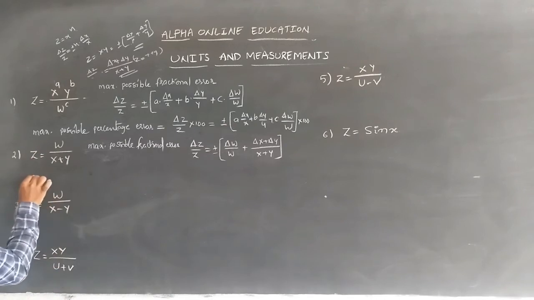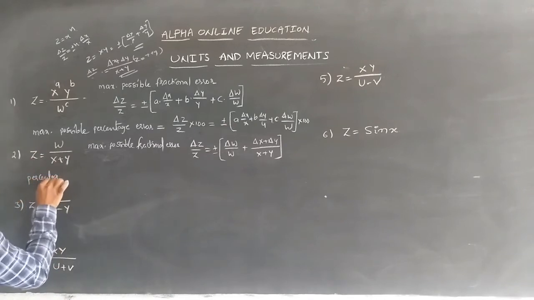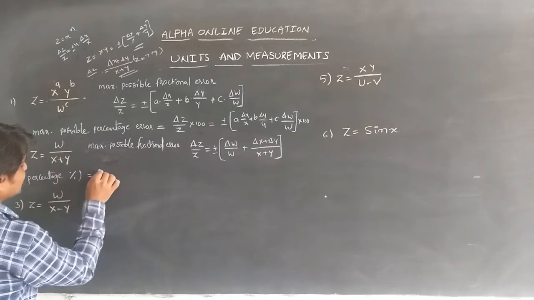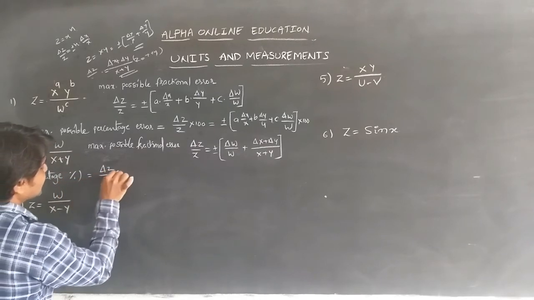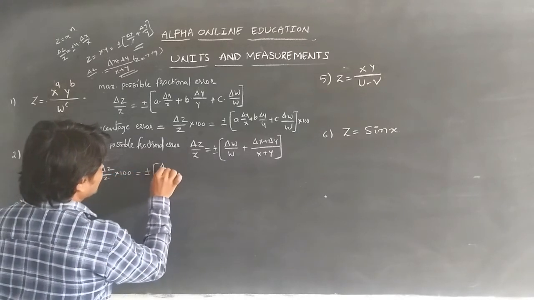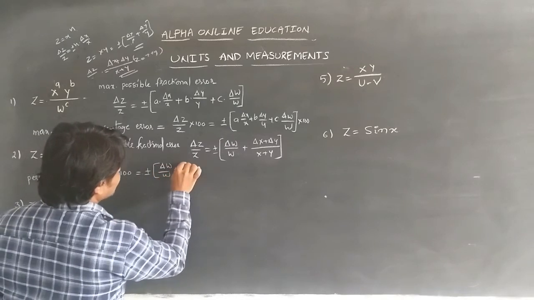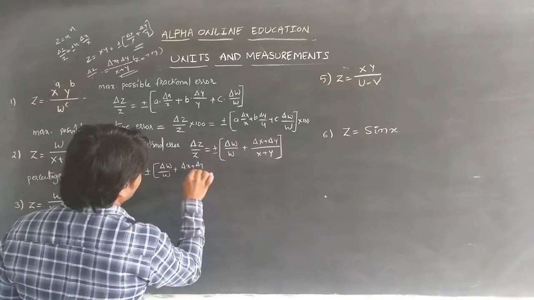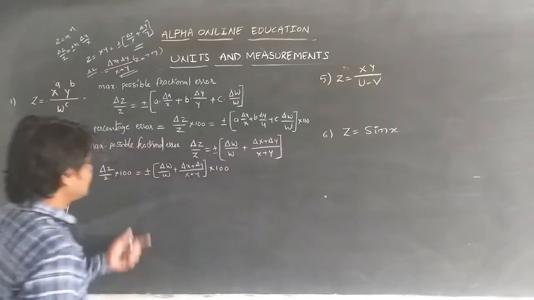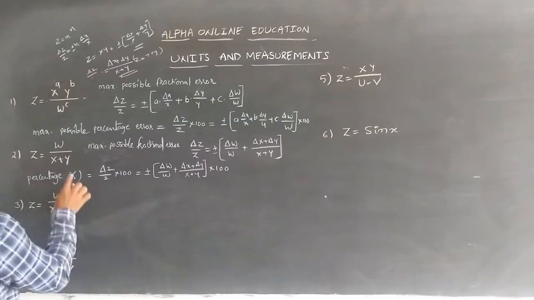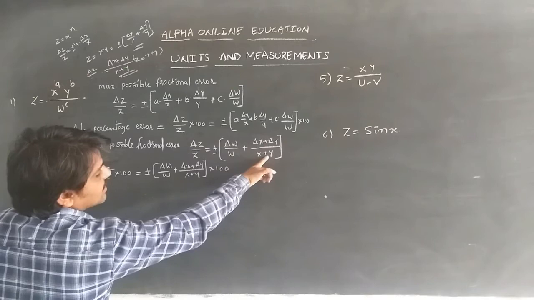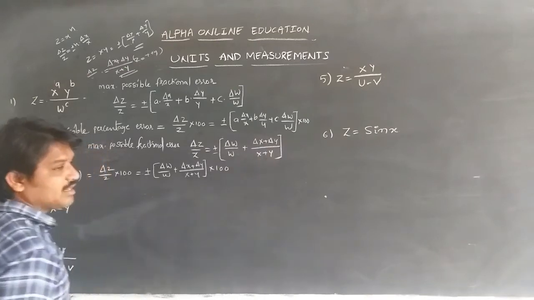Then the percentage error: delta z by z into 100 is equal to plus or minus of delta w by w plus delta x plus delta y by x plus y, into 100. This is the percentage error. Again, if it is x minus y, we get the same value, but with a different sign in the denominator of the x and y quantities.